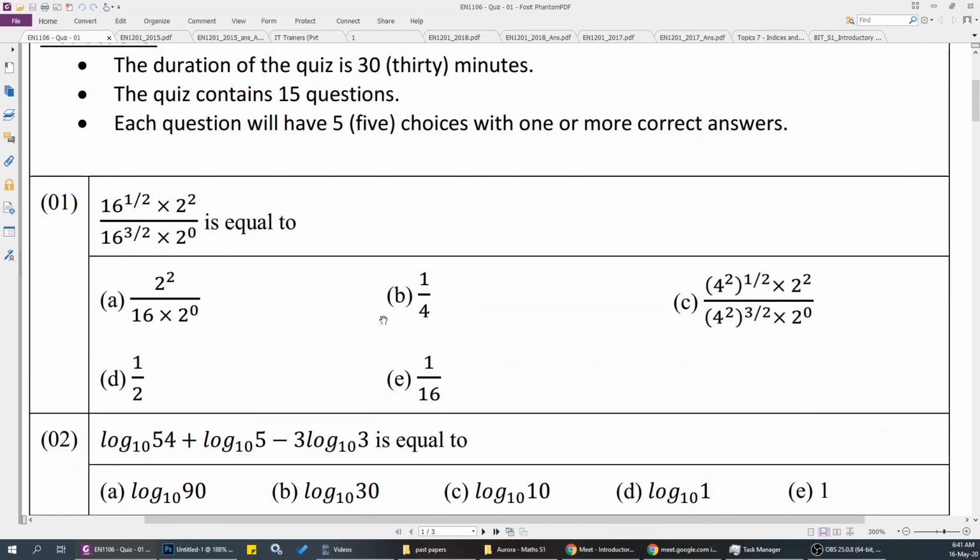Okay, I'm going to start discussing, so we'll have time. Let's start with the first one. We have been given a quotient, or a division. In the numerator we have 16 to the power 1 over 2, the half power, which, if you remember, is the same as root 16, times 2 to the power 2, over 16 to the power 3 over 2 times 2 to the power 0, and we need to simply find the answer. So we have fractional indices here, and also we have to apply the different index rules here. Let's see how we can do it.